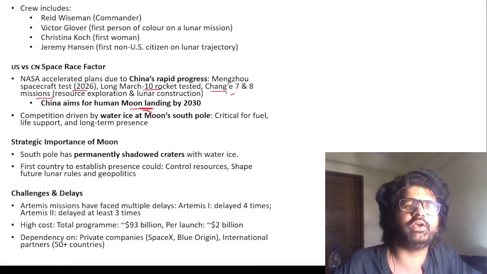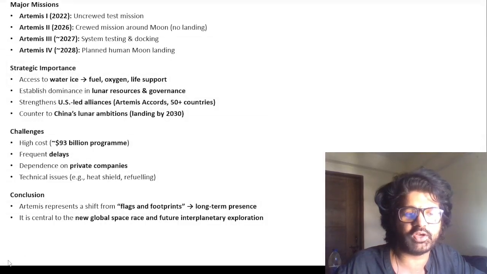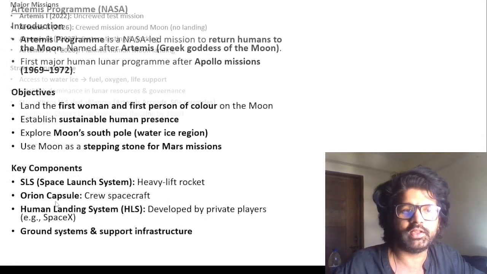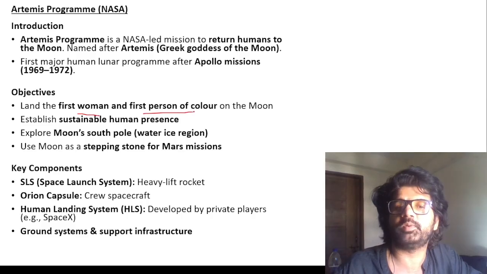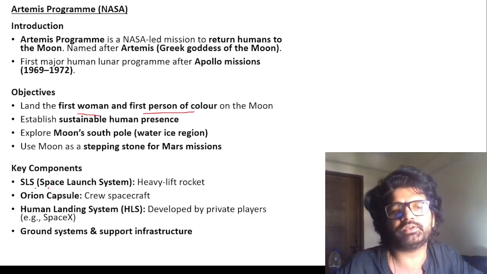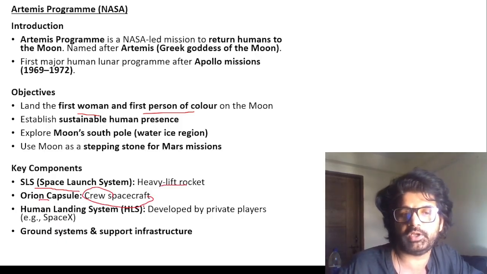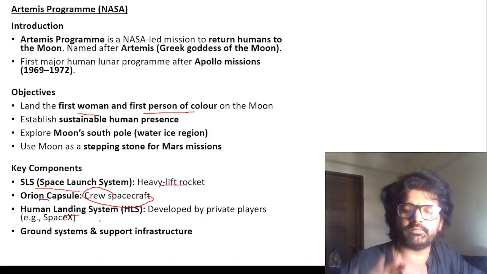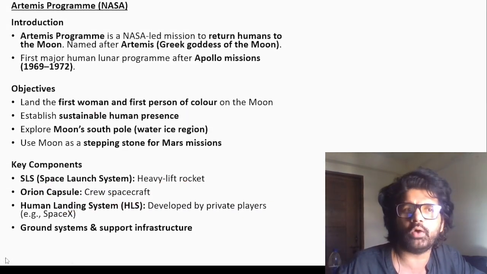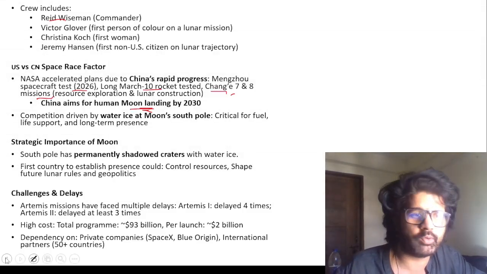That is what this article is saying. Crew includes... Now here, the aim of this Artemis is not only to go to the moon. It's very inclusive in nature. They want to take the first woman, first person of color on the moon. All these things they want to do, and good. SLS, Space Launch System, which will lift the rocket. Orion capsule, where the humans will be. Human landing system, which will land on the moon, and ground support. You can see how many components are there and how they have to work in synergy if this particular mission has to be a success.